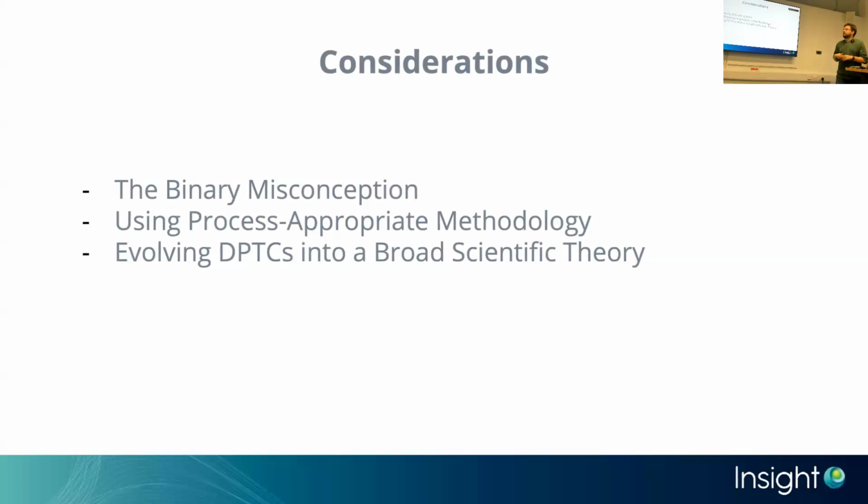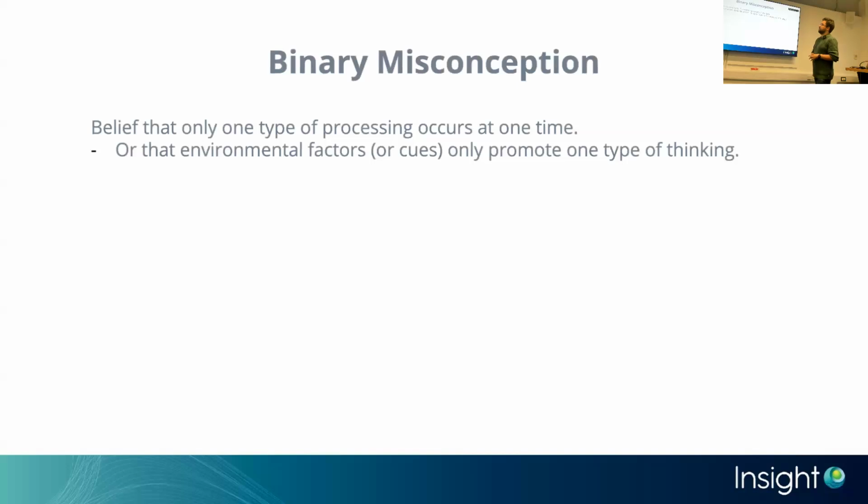And just a few considerations that I found interesting from looking at all these papers are things like the binary misconception, how people may not use appropriate methodology, and that I think dual process theories could be an interesting broad scientific theory. So one problem that we have with a lot of researchers that I found in the literature is that there's a general belief that only one type of processing occurs at one time. So either someone is making a decision solely through type 1 or solely through type 2.